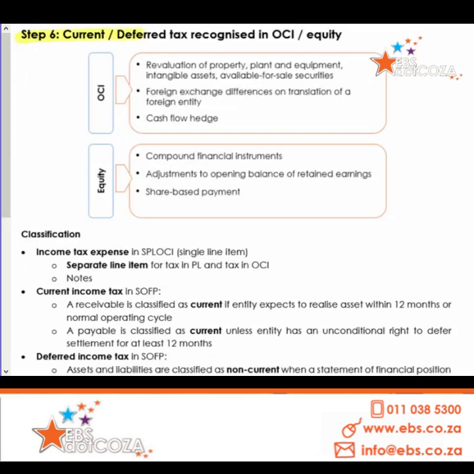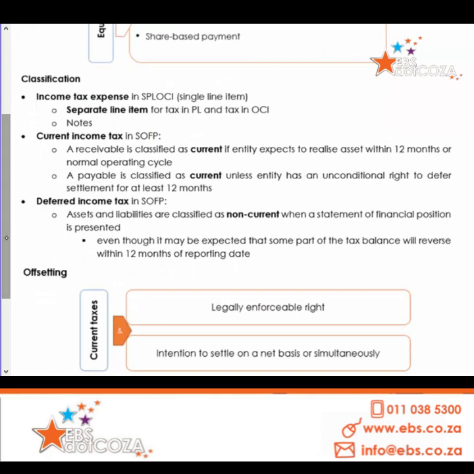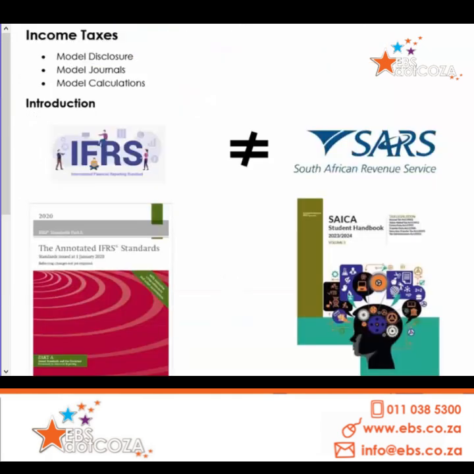We're going to look at the current or deferred tax recognized in other comprehensive income or equity. That's not really for third year, but if you are doing this at CTA level, then obviously that will come up. Now those are your steps. I will come back to them and just add a few more details later.